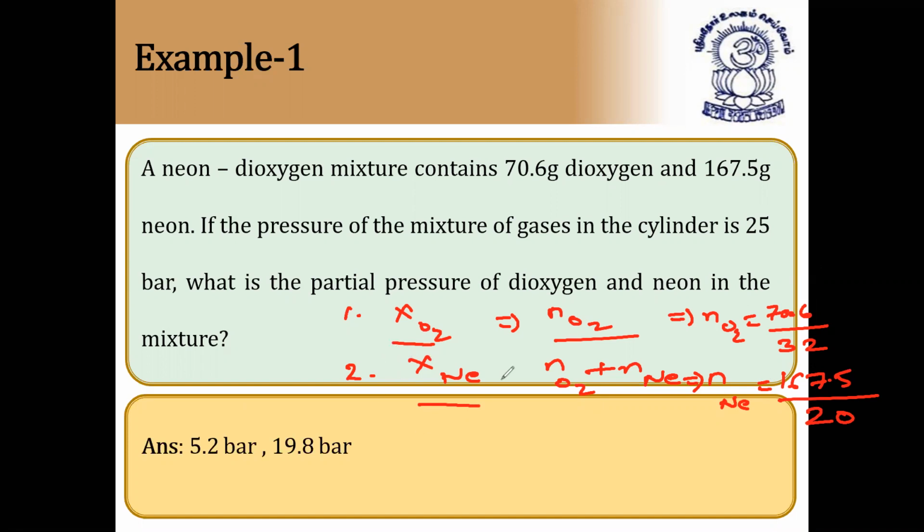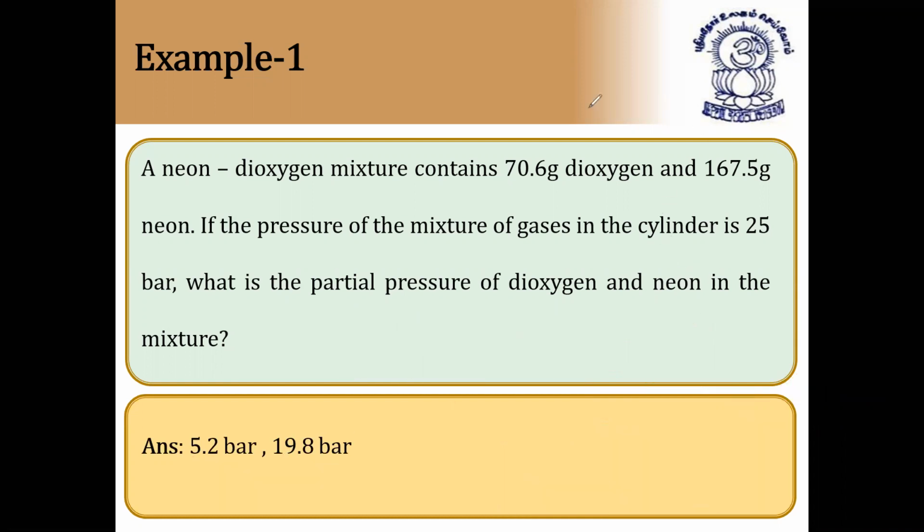After finding mole fraction of oxygen and neon, we can use: partial pressure of oxygen is equal to total pressure, capital P, into mole fraction of oxygen gas. Similarly, partial pressure of neon is equal to total pressure, that is capital P, into mole fraction of neon. So by using this formula, you'll get the answers. I hope it is clear. Very, very lengthy problem, but in the exam, they'll give you simple problems.